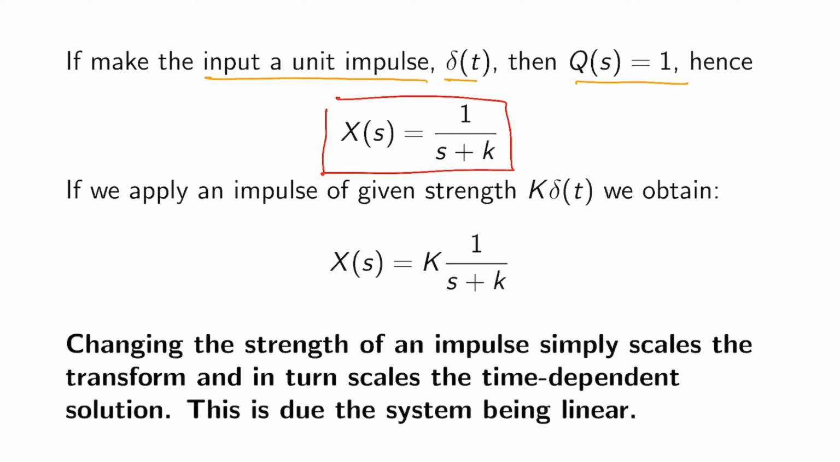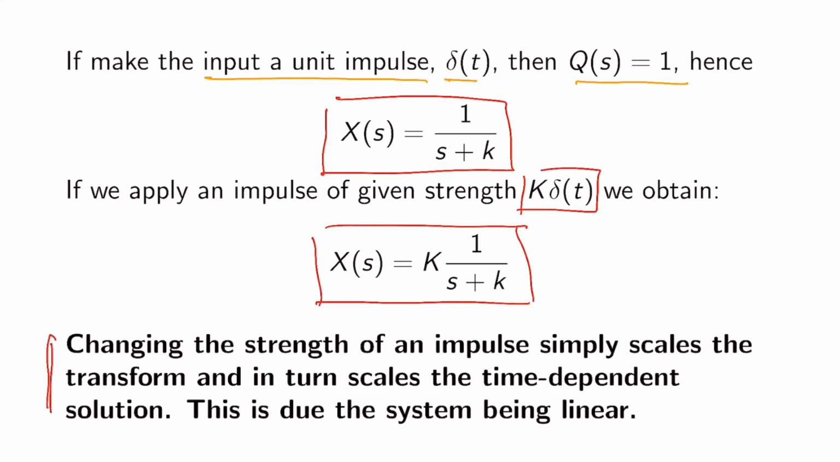Now I can have different strengths to the impulse. I could have a strength k to my impulse. In that case, all that happens, and this is the key point here, is that the X of s just gets scaled by the value of the strength of the impulse. In fact, this is reflected in the time-dependent solution as well. The time-dependent solution just gets bigger according to the size of the strength of the impulse. Okay, so that's why I put this here in bold, because it's quite an important point.